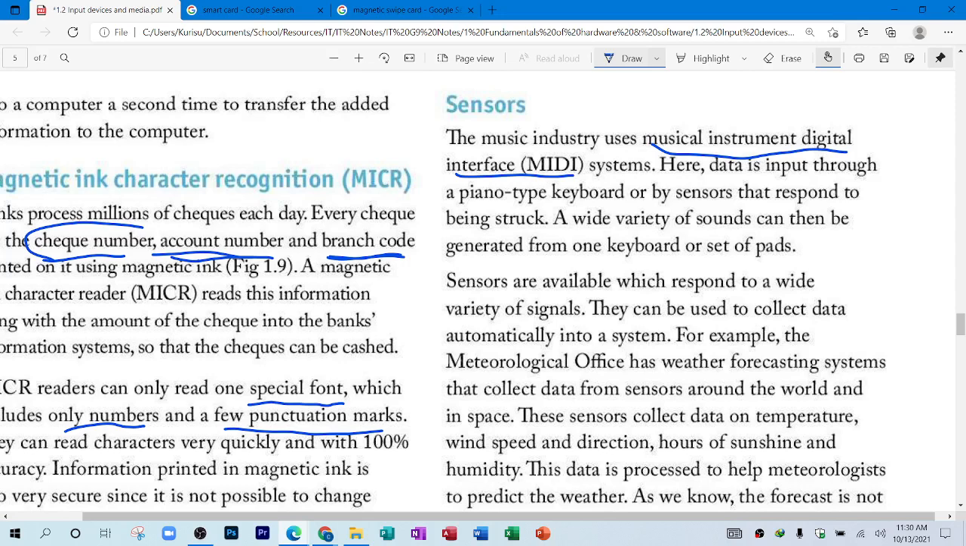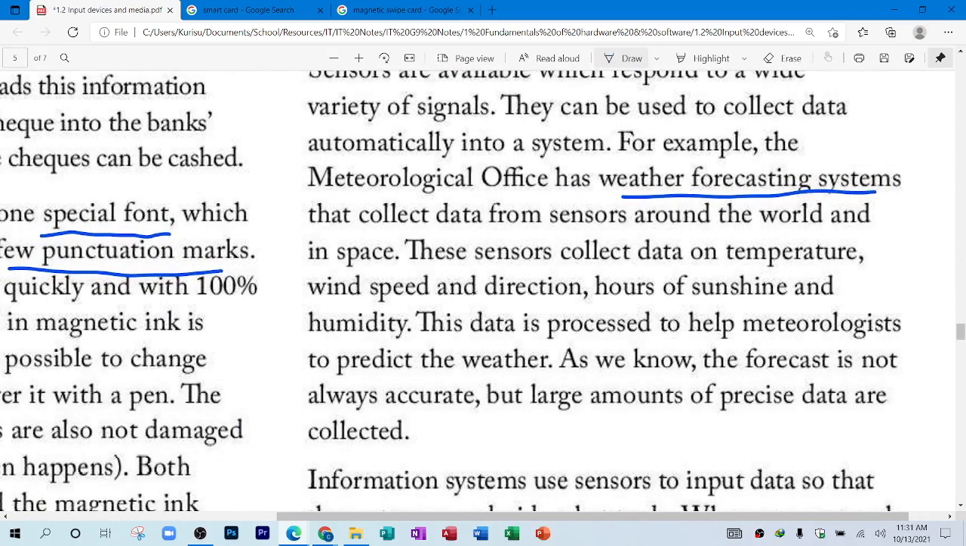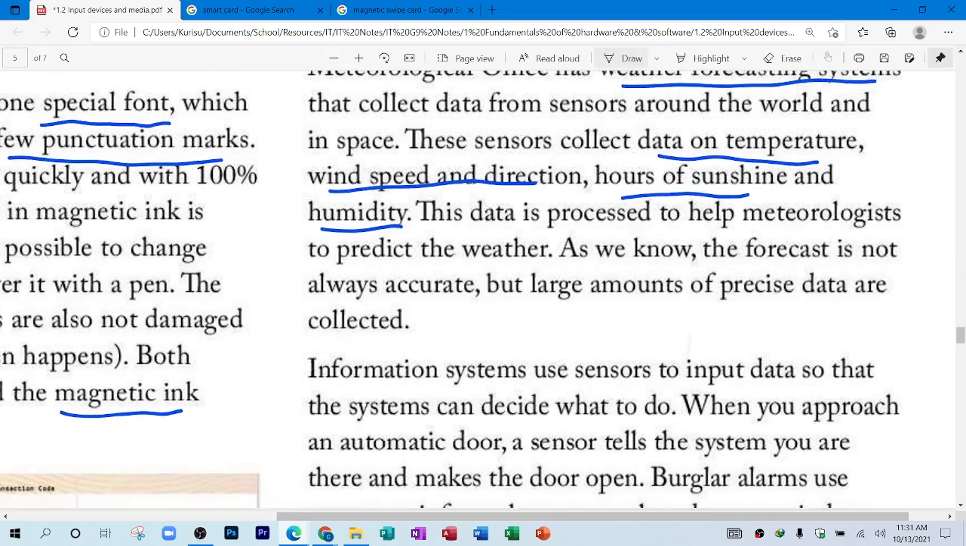which respond to a wide variety of signals. They can be used to collect data automatically into a system. For example, the Meteorological Office has weather forecasting systems that collect data from sensors around the world and in space. These sensors collect data on temperature, wind speed and direction, hours of sunshine, and humidity. This data is processed to help meteorologists to predict the weather. As we know, the forecast is not always accurate, but large amounts of precise data are collected.